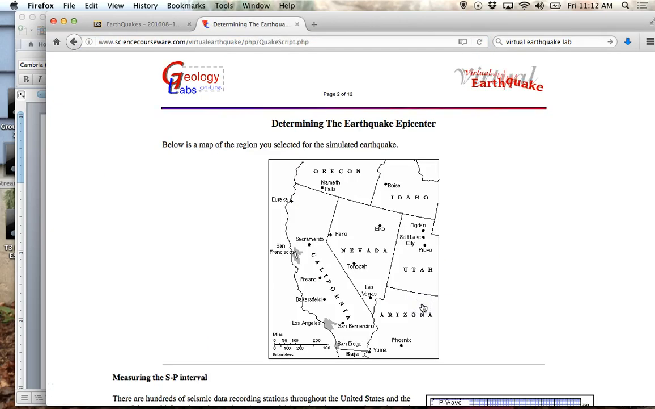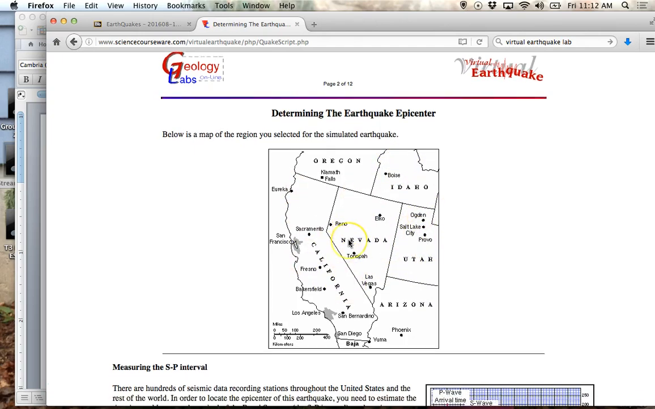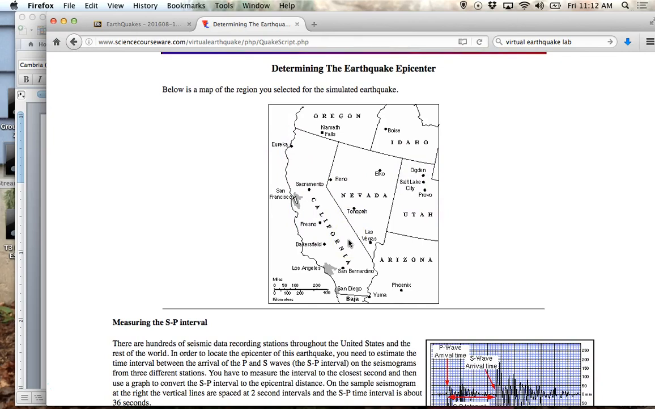All right, there's a map of the region, and these are not only cities here, but these are areas where there are seismograph stations set up, okay?